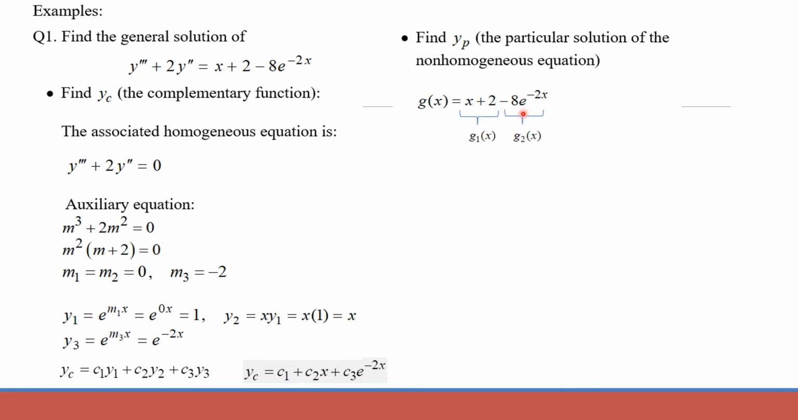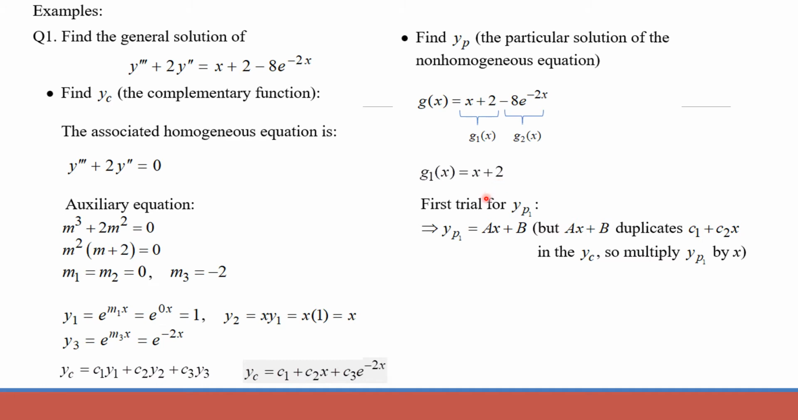So what is rule number 1? Rule number 1 is that if you have two distinct functions, g1 and g2, therefore you need to find yp1 and yp2. So yp1 will be the particular solution that corresponds to the function g1, whereas yp2 will be the particular solution that corresponds to the function g2. Okay, so let us look at the function g1. g1 is x plus 2. This is a linear function.